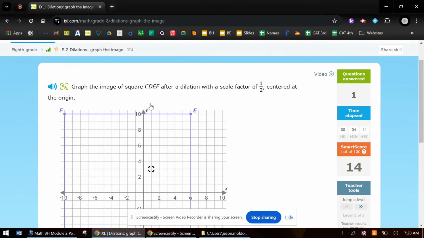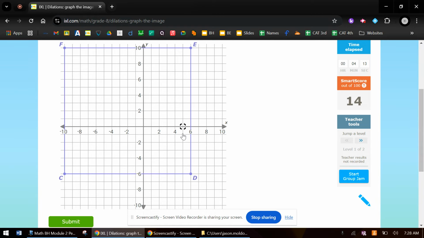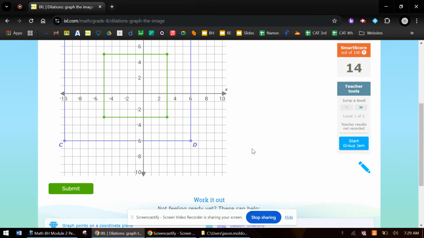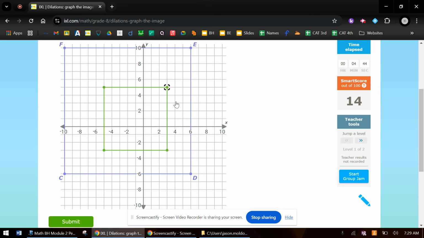And we're going to do a square. All right, so we'll start with D. So it's going to be at 3, -3. And E is going to be at 3, 5. And F is going to be at 5, 5. And C was at -10, so it's at -5. And there we've got our figure that is half the size.